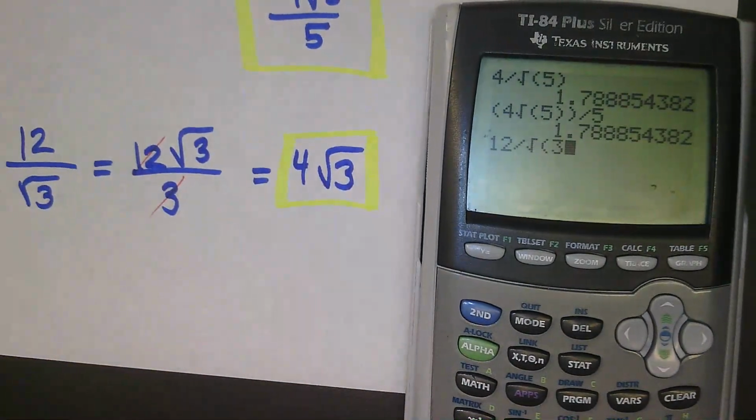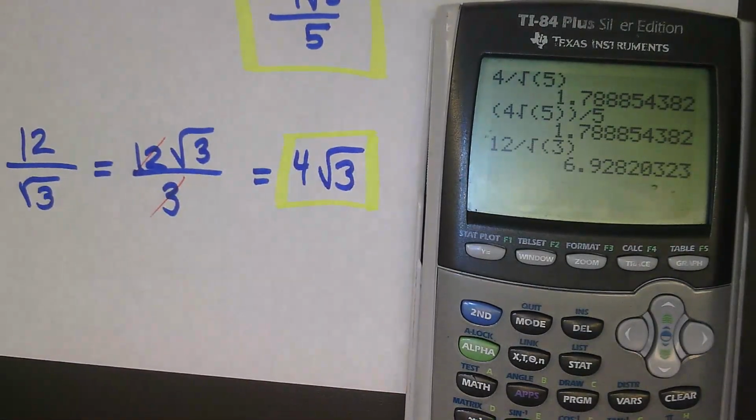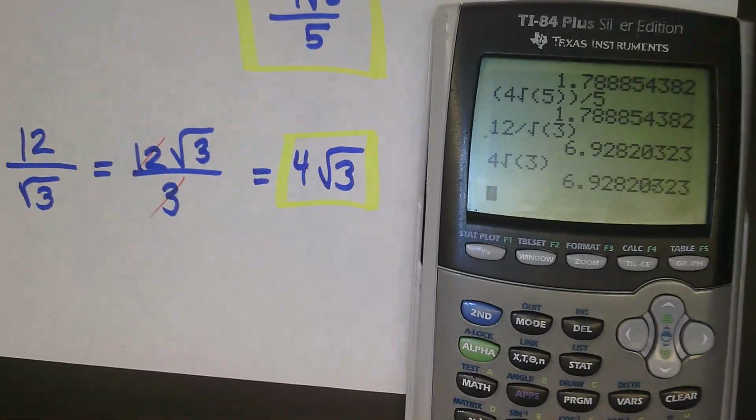12 divided by the square root of 3. That's about 6.9282, lots more. 4 times the square root of 3. Same answer, same decimal equivalent.